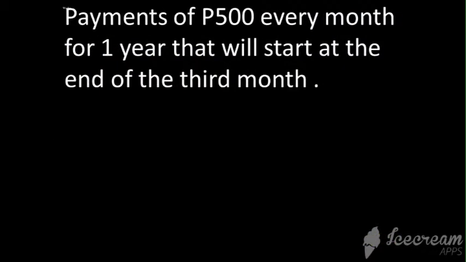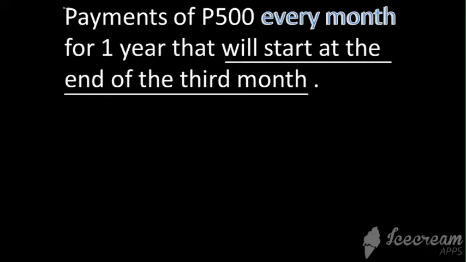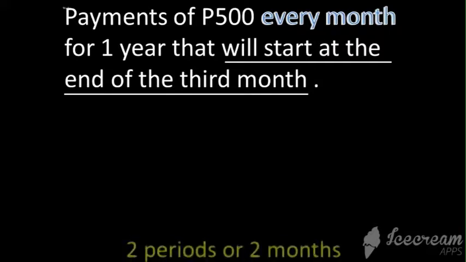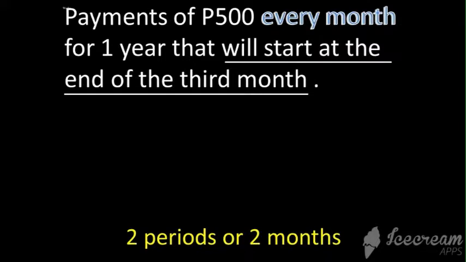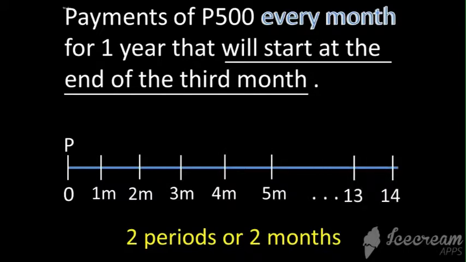Payments of 500 pesos every month for 1 year that will start at the end of the 3rd month. Every month, it will start at the end of the 3rd month. The answer is 2 periods or 2 months. It will start at the end of the 3rd month, and so there are 2 skip payments.